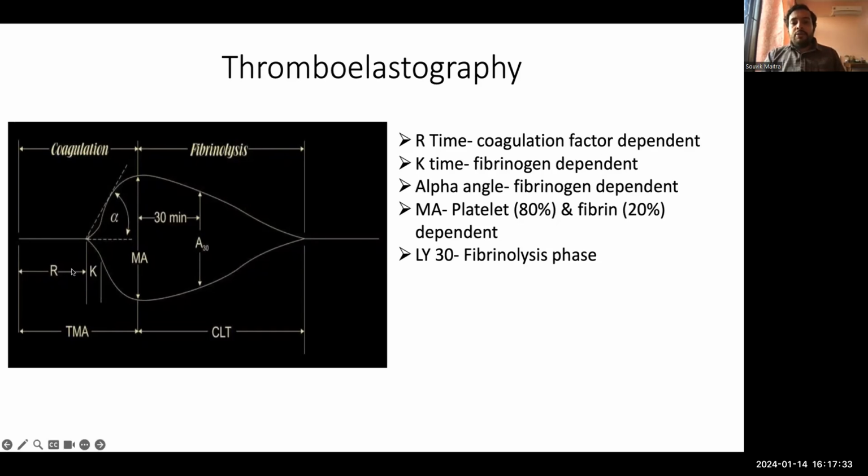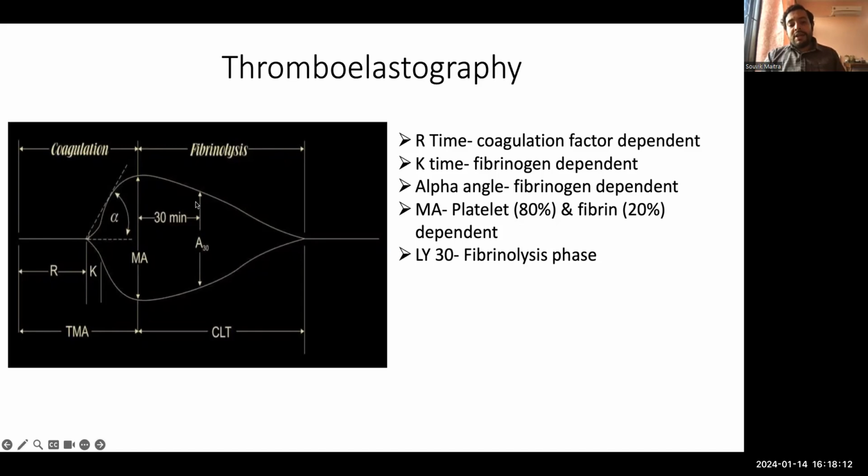So the first is the R time or the reaction time. It is the time which is dependent on the coagulation factors. Second is the time for the clot to reach stability, the K time. It is mainly dependent upon the fibrinogen concentration of the plasma. Next, the alpha angle. Alpha angle is also fibrinogen dependent. It denotes the speed of formation of the clot. The maximum amplitude denotes the strength of the clot. It is primarily affected by the platelet function and number, and also to some extent dependent upon the fibrinogen concentration.